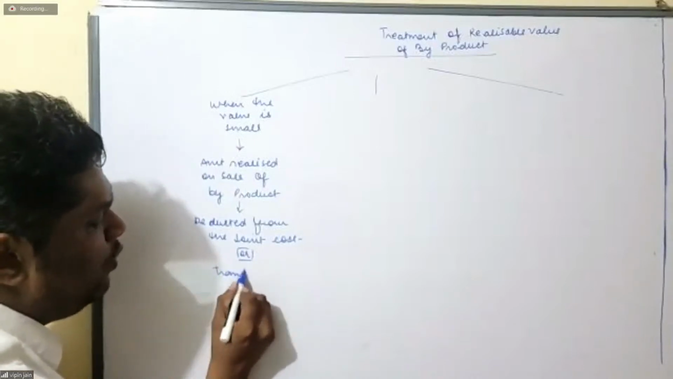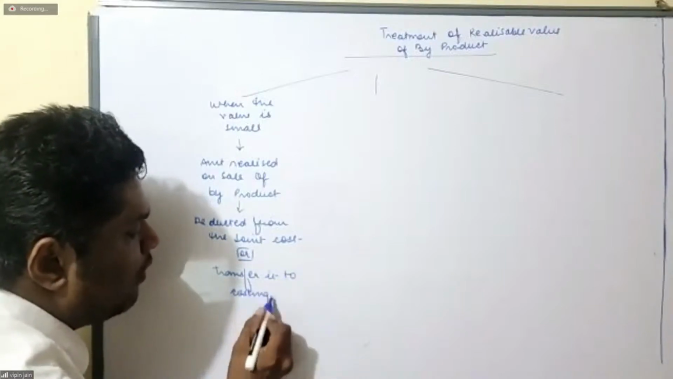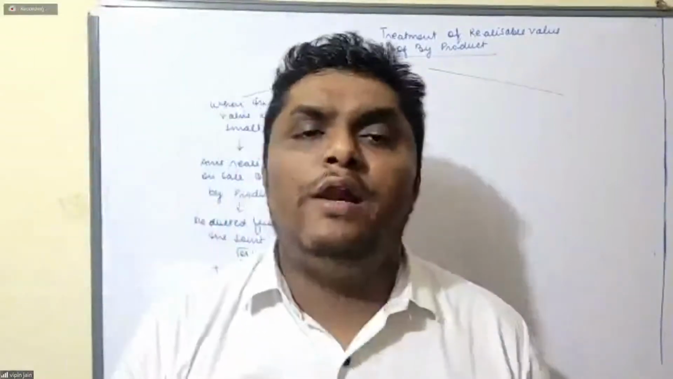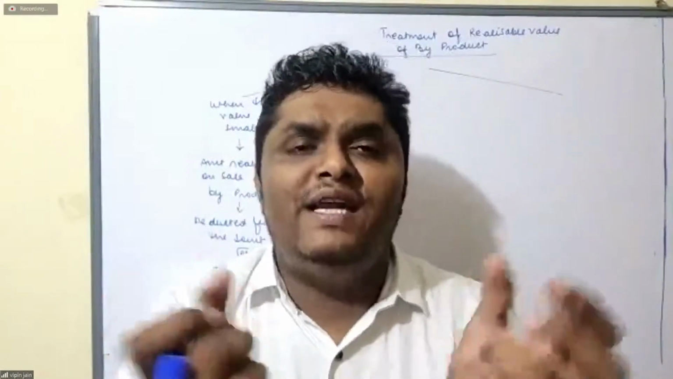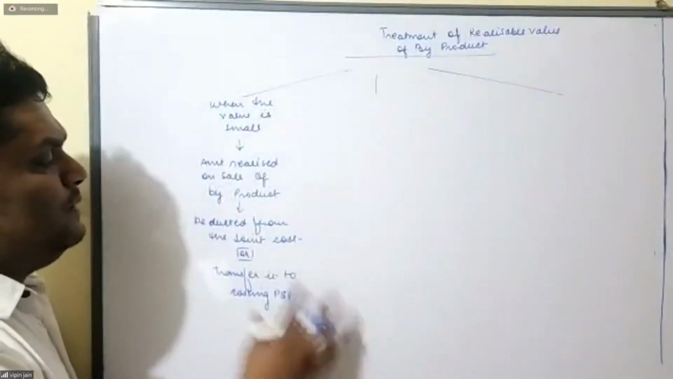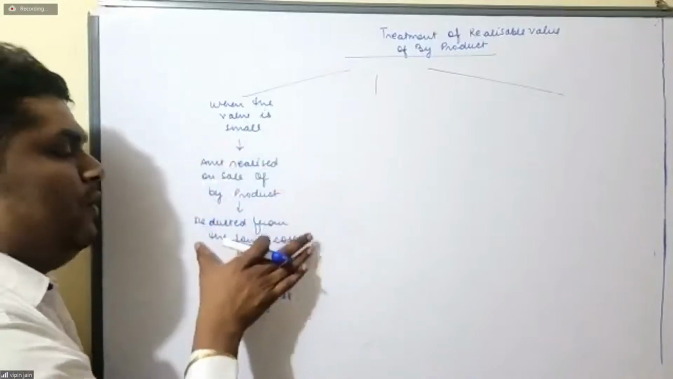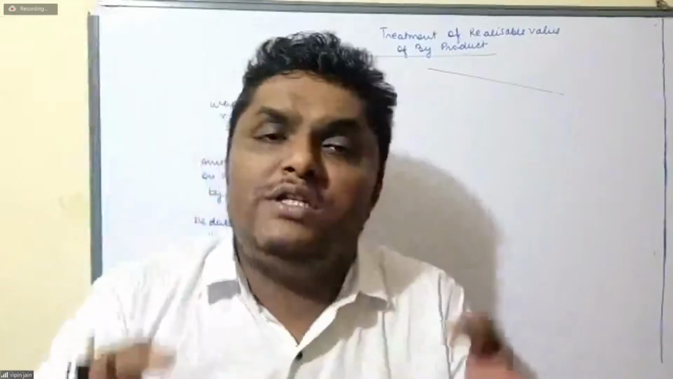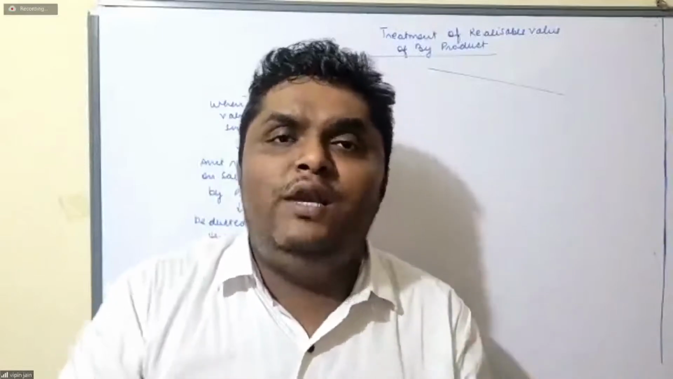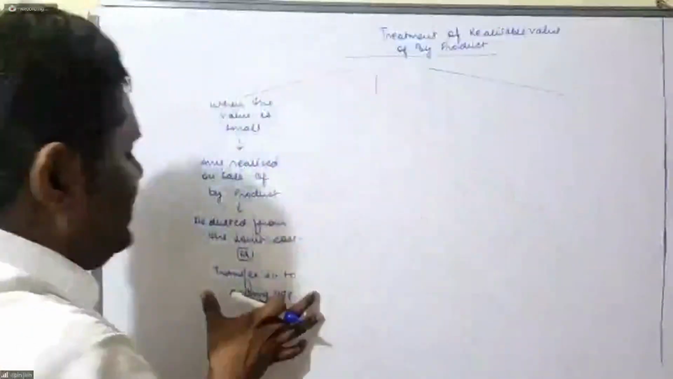we can transfer it to costing P&L. Both the approaches are correct. So if the value is very small, if we are selling these byproducts in the market and they are getting a very small value or a nominal value, then in that case, the two treatments are possible. The first treatment is either deduct the value realized on sale of byproduct from the joint cost, that is, from whatever our joint cost is, the amount realized on sale of byproduct will be deducted from the joint cost. Alternatively, what you can do is you can transfer it to costing.